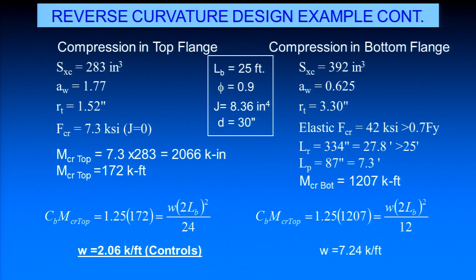But if we actually get in and start looking, the C sub B times M critical, the top flange, would be 1.25 times 172. In this case, we set it equal to the maximum moment that causes compression in the top flange, and it says that we can have about 2 kips per foot is what that section could carry based upon the top flange being critical. Bottom flange actually, even though it's a much bigger moment, actually has a much higher capacity. Okay? So we have to actually check both of them. But the C sub B factor, we just have to modify, again, to account for the singly symmetric shape.